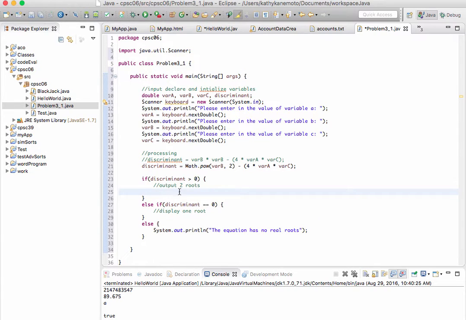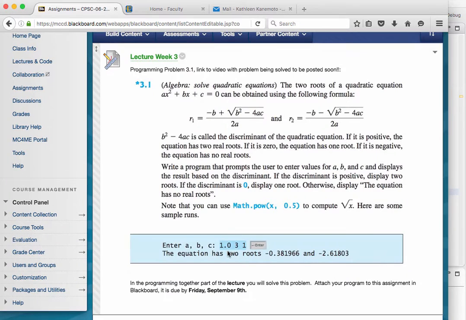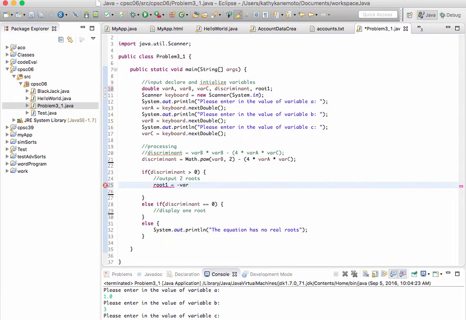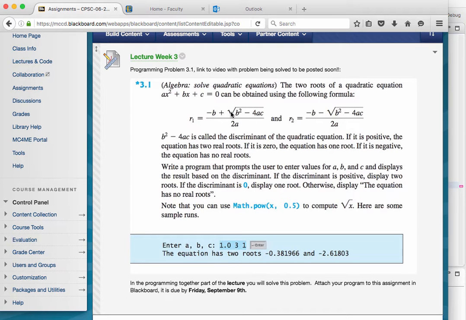All right, let's output our 2 roots. So we look back at our equation and we see that root 1 is negative b plus the square root of b squared minus 4ac, over 2a. In other words, we just have to write this equation in our programming language. So it'll be negative variable b plus the square root of b squared minus 4ac. Now the b squared minus 4ac is our discriminant.